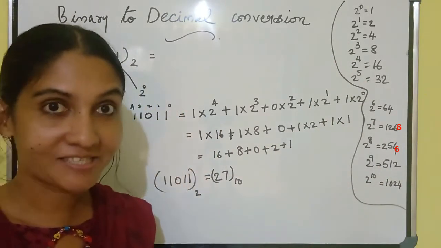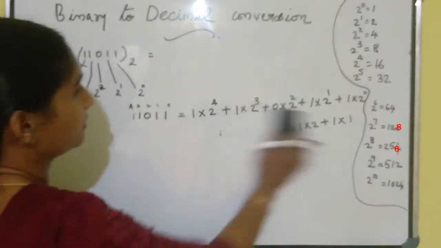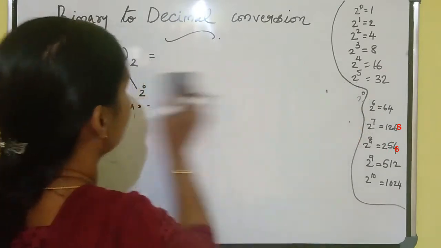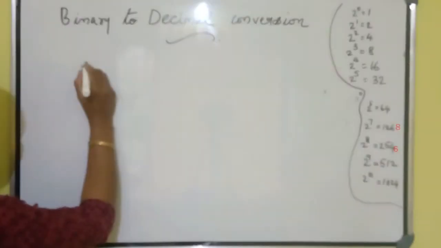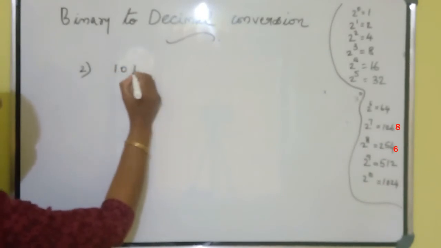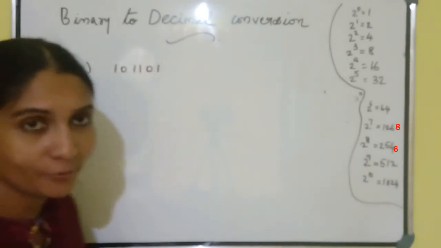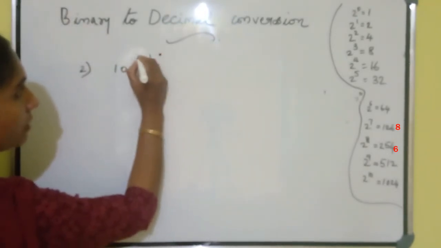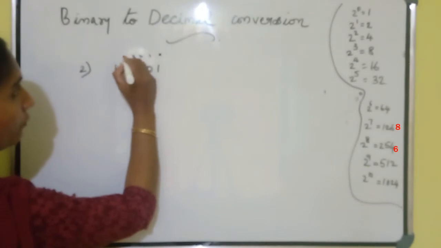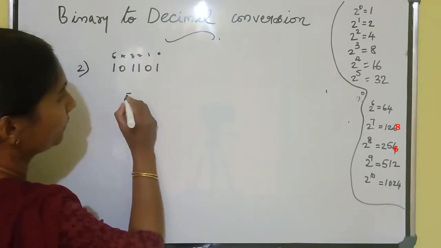If you understood, I will show you one small example. The second example is 101101. Can you do this one? I think you all can do it. First we give the powers here like this: 0, 1, 2, 3, 4, 5. Then how can you do it?